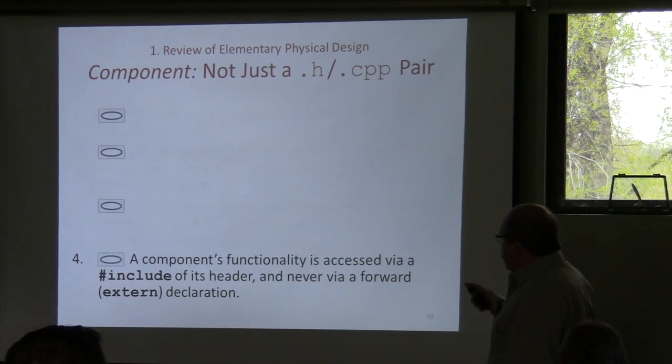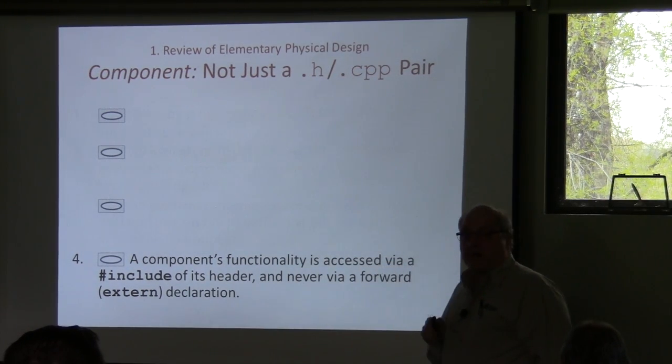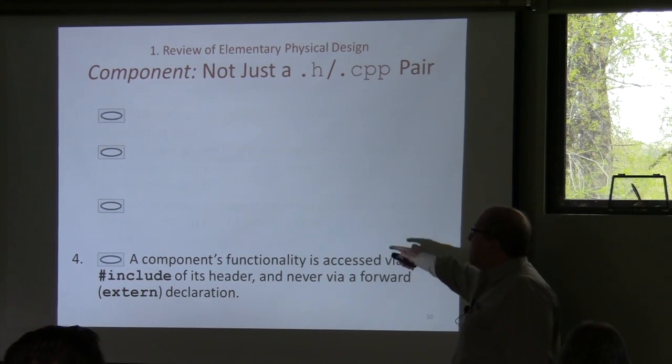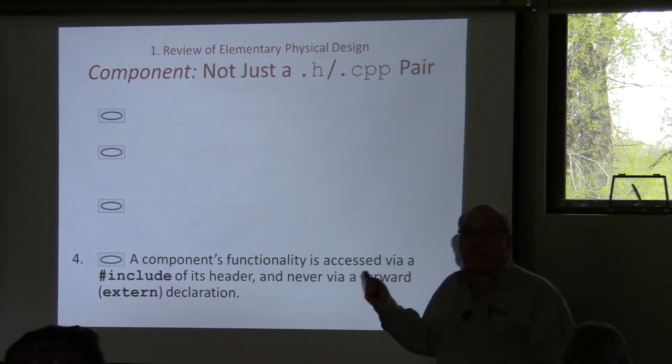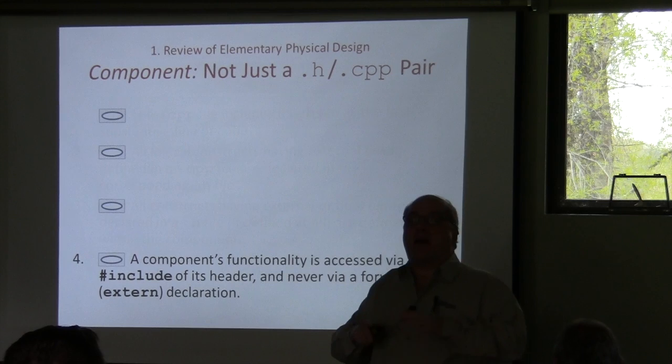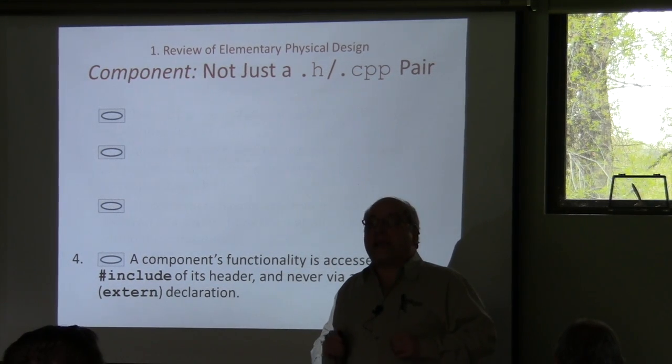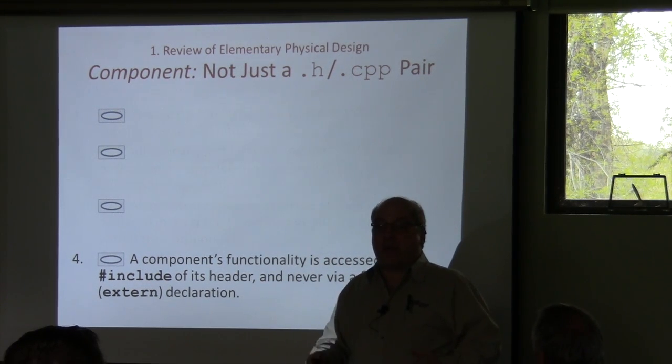And finally, a component's functionality is accessed via a pound include of its header and never via a forward extern declaration. So this is just wrapping up. This is saying it's possible, now do it. Don't go around. The reason for this one is if we follow that rule, apart from a lot of other good things that happen, we can extract the physical dependency graph from the pound includes alone very, very quickly.